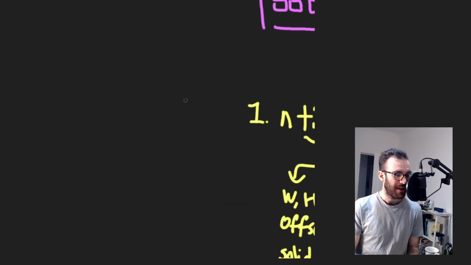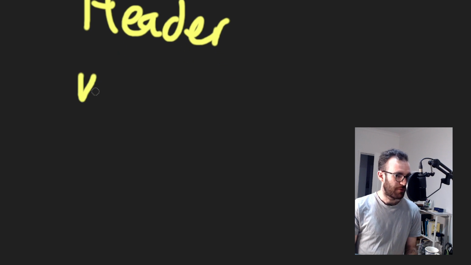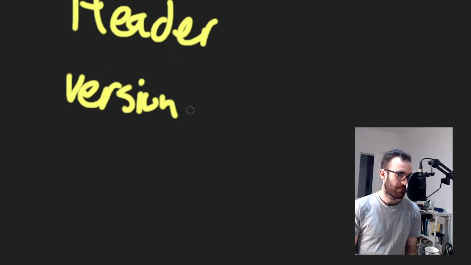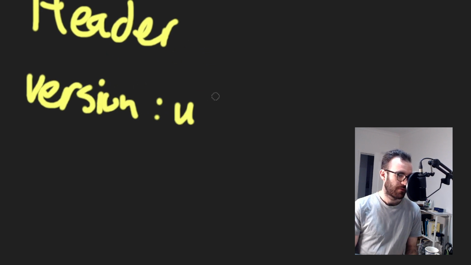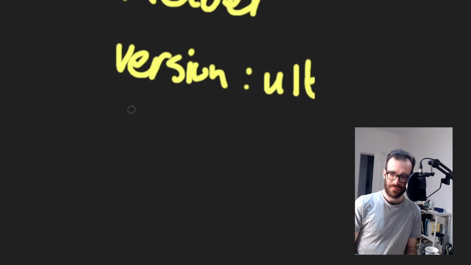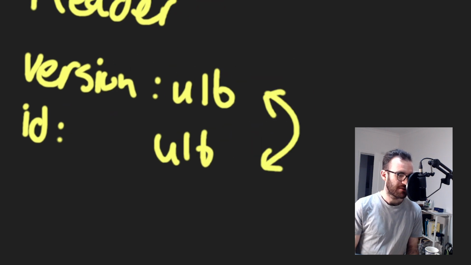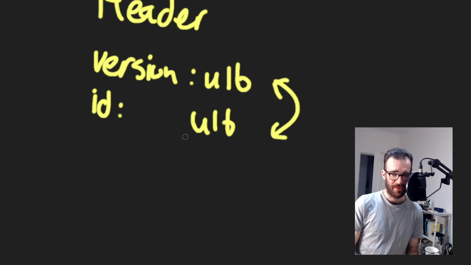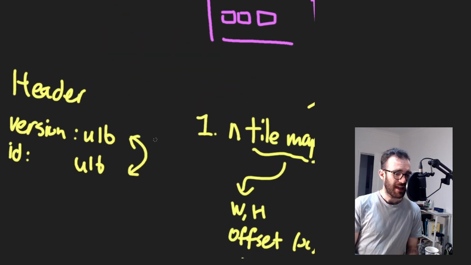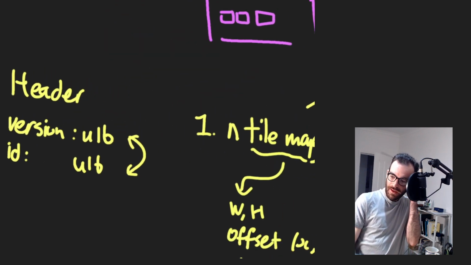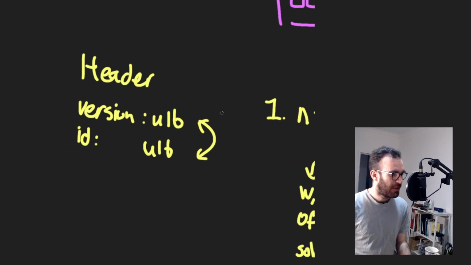So let's imagine a header for this file. Let's have a version, which is going to be a U16. Let's have an ID, which is also going to be a U16, but let's swap these around. So that we know what kind of file this is, so that the Unix file utility could tell us, hey, this is a PlayStation 2 game level. That would be cool.